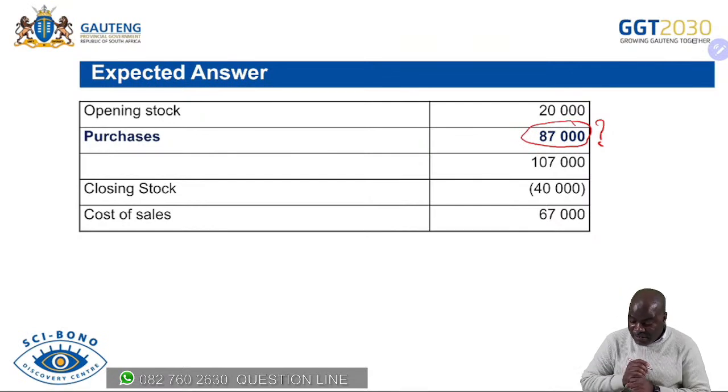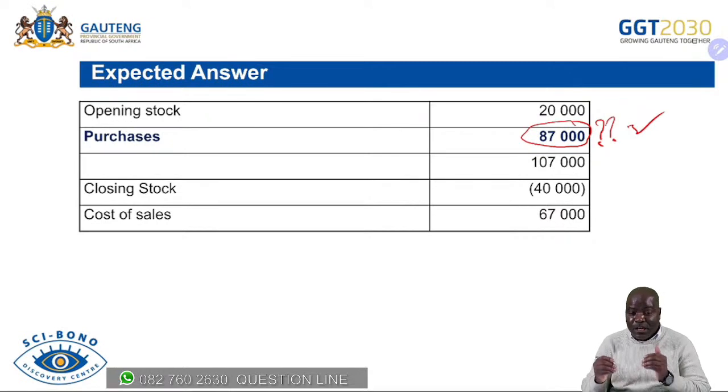If we have 107,000 rands and an opening stock of 20,000 at the top, that missing figure can easily be calculated by reversing the sign of the opening stock. What do we mean by that? 107,000 in your calculators, boys and girls, minus 20,000 rands. It will then give us that 87,000 rands. So it is as simple as that. I can see some of you already got it right. You can give yourself a pat on the back, because you are working your way into getting a distinction in accounting.